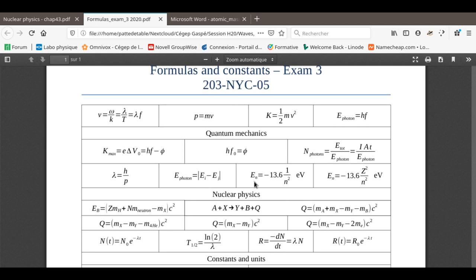In the case of the hydrogen atom, the Bohr model gave us the energy of the levels given the index of the level n, with n equal to 1 being the fundamental, all of the others being excited states, excited levels. And if you have another ion with a single electron, but possibly more protons, you can also use this to find the energy of the levels, knowing the number of protons that the nucleus contains.